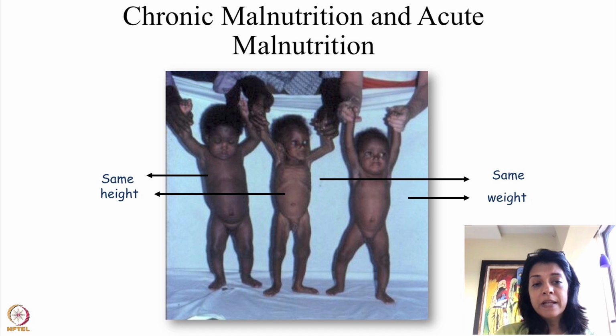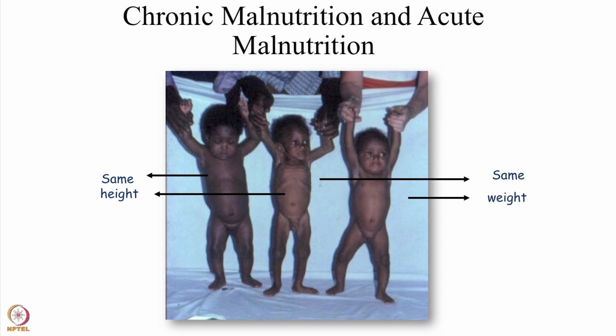Now look at this child. You can see the muscle mass is good, it looks okay, but the height has suffered. So this child has chronic malnutrition, and the other child has acute malnutrition. This is acute malnutrition, this is chronic malnutrition.